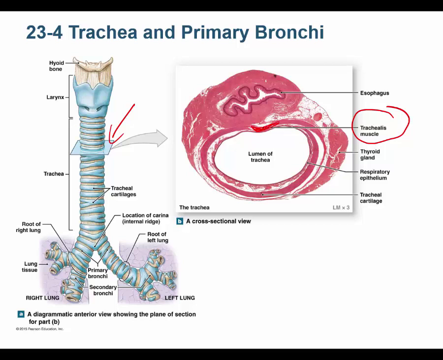Now down here, however, where our cartilages are incomplete and we have increasing amounts of smooth muscle around our bronchioles, well, these are actually just secondary bronchi, but as you get smaller and smaller, then you control the diameter of the lumen a great deal.